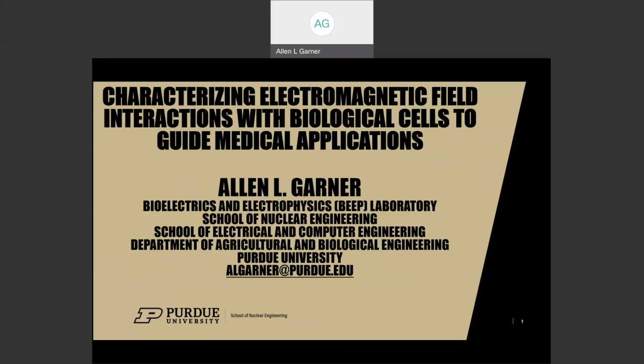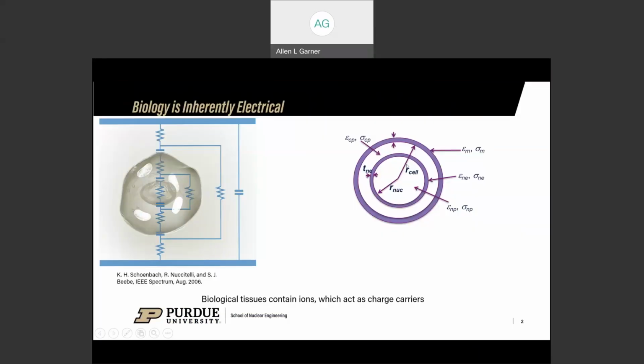So my goal today is to talk about the physics of both pulsed electric fields and a little bit about alternating current fields, or AC fields, to show similarities and differences. To start off with, we will talk a little bit about how biological cells behave in the presence of electric fields. Although you may not typically think of it this way, biology is inherently electrical.